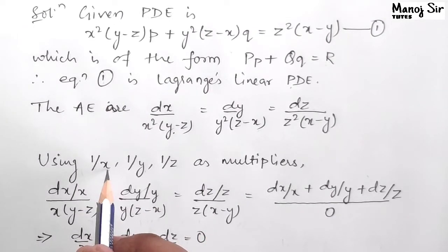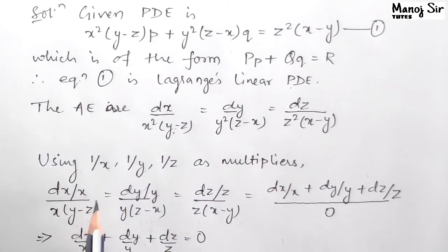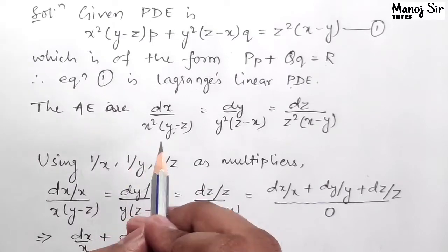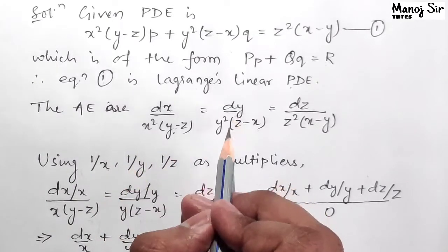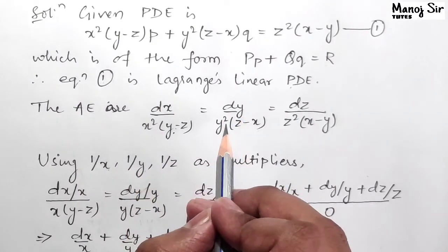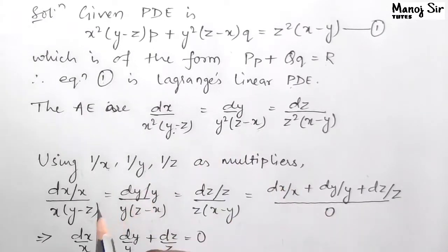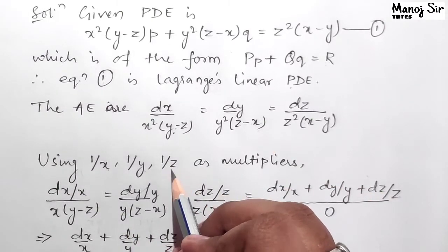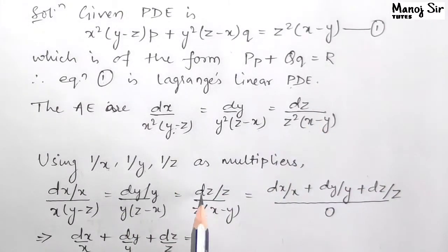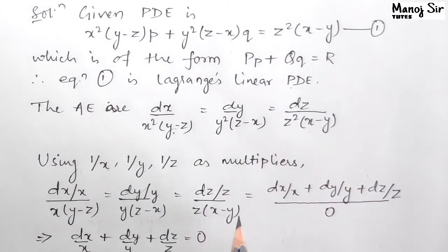So here we have multiplied 1 upon x with the numerator and denominator, that is dx upon x square upon x into (y minus z), so we have x. Now again coming to this, dy upon y upon y square into (z minus x) upon y, so here we will have dy upon y into (z minus x). Similarly, if you multiply 1 upon z with numerator and denominator, we will have dz upon z upon, here z will get cancelled. What is left? That is z into (x minus y).